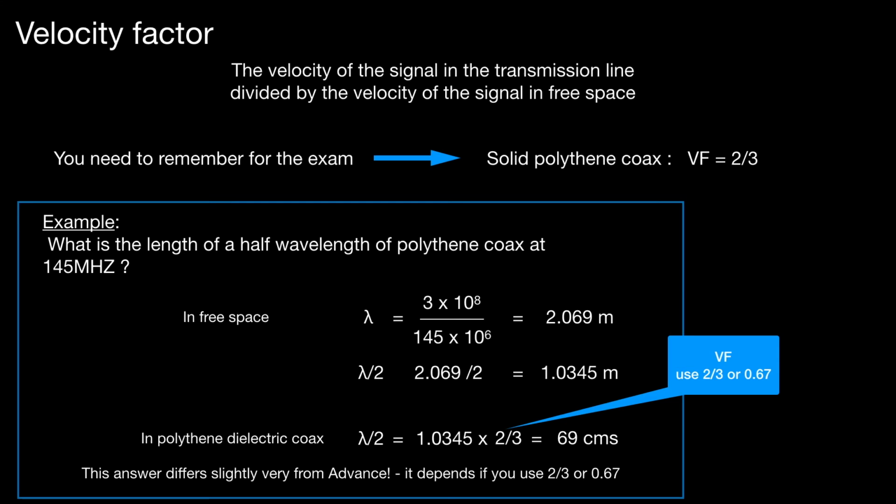Now, this is the example from the book Advanced, and it differs slightly from the answer, because I use 2/3, which is fine. If you use 0.67, you will get exactly the answer that is in the book Advanced, but these are not material differences, and you will be able to select the right choice from the multiple choice offered. So once again, remember that the velocity factor in solid polythene coax is 2/3.